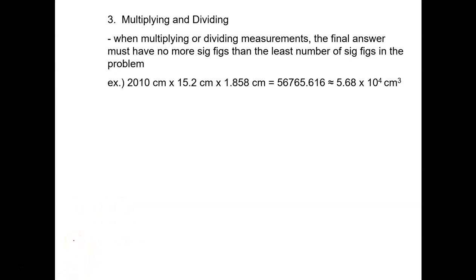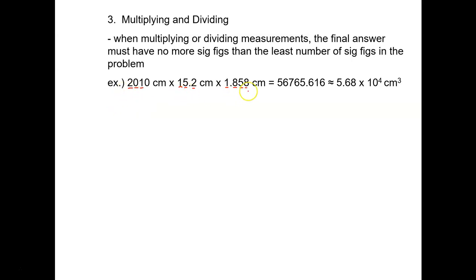So I wanted to multiply these 3 measurements. So I have 2,010 centimeters times 15.2 centimeters times 1.858 centimeters. So this first measurement here has 3 significant figures. Right? The 0 doesn't count here at the end because there's no decimal point shown. This one also has 3 significant figures. This one, however, has 4. So that means that the least number of significant figures in this problem is 3. So my answer can only have 3.